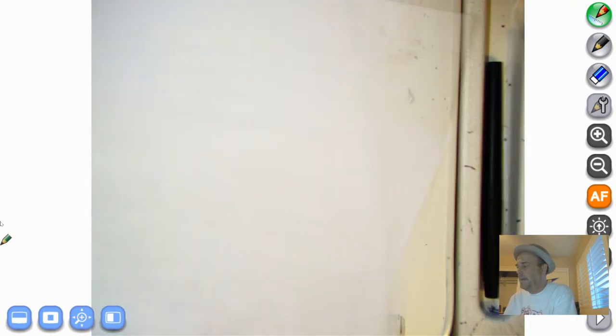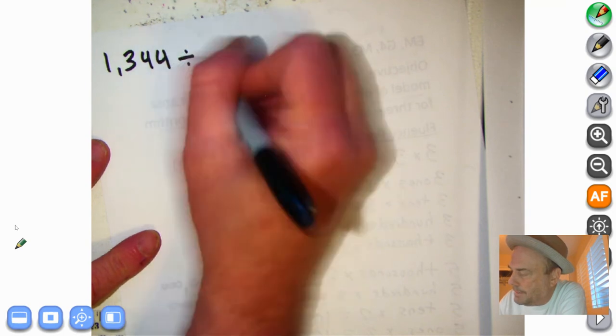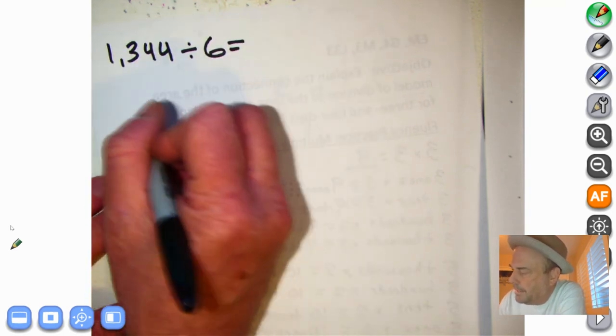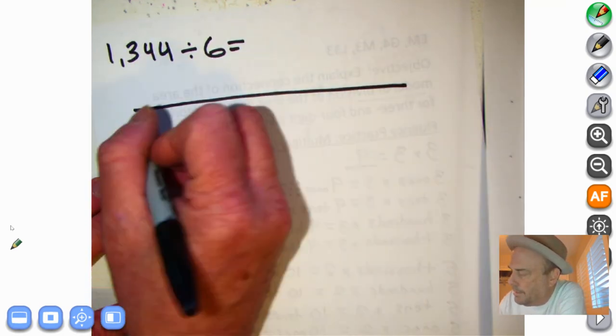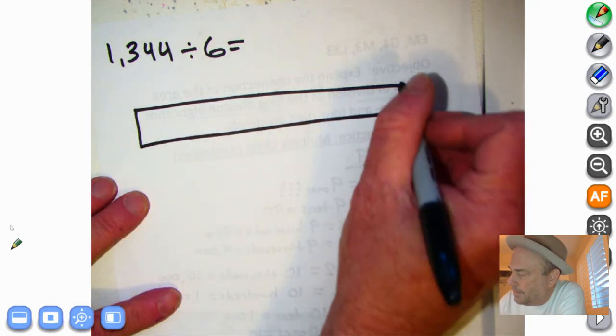I'll use the back of this paper. We're dealing with a 4-digit number now, and we're going to do 1,344 divided by 6. So yes, indeed, you are copycats. 1,344, and this time we're dividing by 6. What will that equal? Let's make our tape diagram. I'm going to make it nice and long so we can see and work with it.